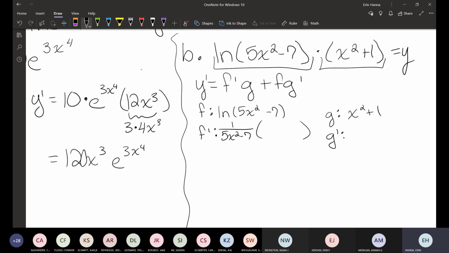So the derivative of 5x squared will be 10x. Derivative of 7 is 0. So I'll write it for about 2 seconds and then erase it. The 10 is coming from the 5 coming along for the ride and the 2 coming down from the power rule. I'm going to erase the 0 now. Derivative of x squared plus 1, 2x plus 0. So I'm just not going to write the 0.